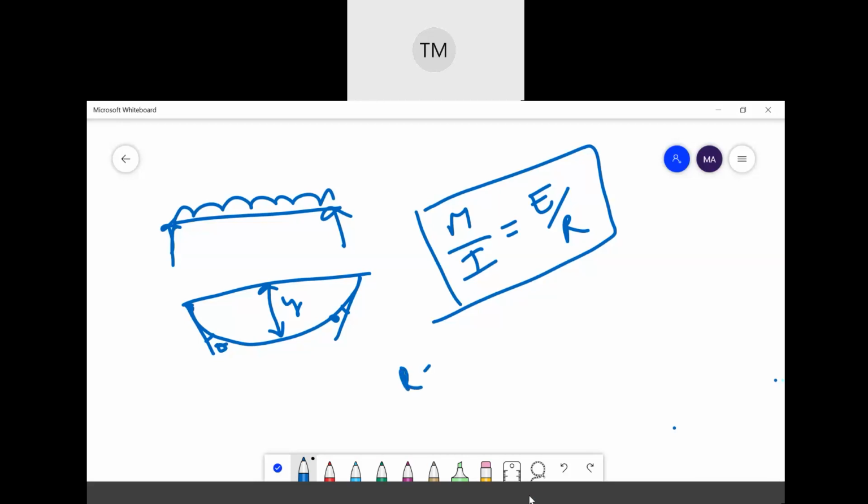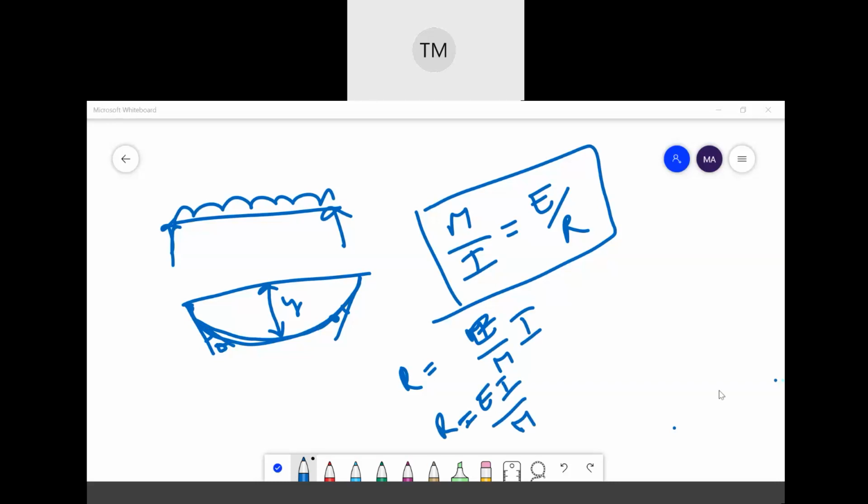You can write it as R is equal to EI by M. This curve, the deflection curve, has radius of curvature R. That is, R is equal to EI by M. From this, you will get a deflection curve.